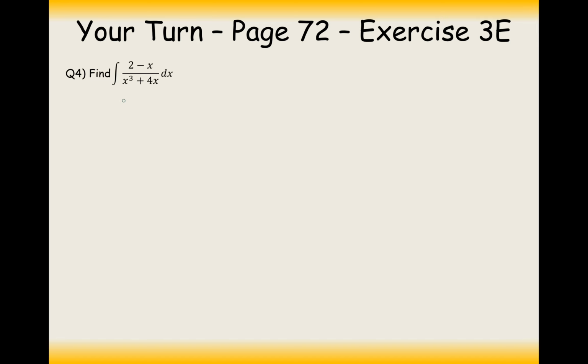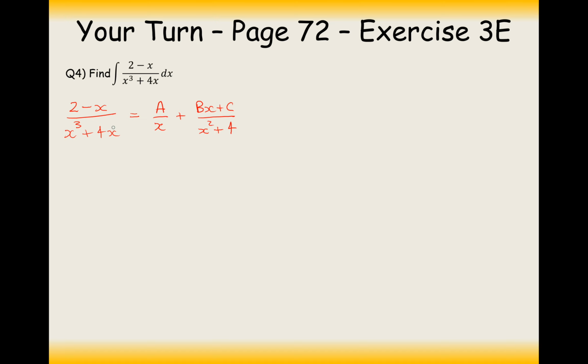Right, okay, let's have a go at this question then. So the first thing we're going to do is split into partial fractions. So (2 minus x) over (x cubed plus 4x). The first thing I'll do is I'll notice that I've got a factor of x on the denominator, and then it will be (bx plus c) over (x squared plus 4).